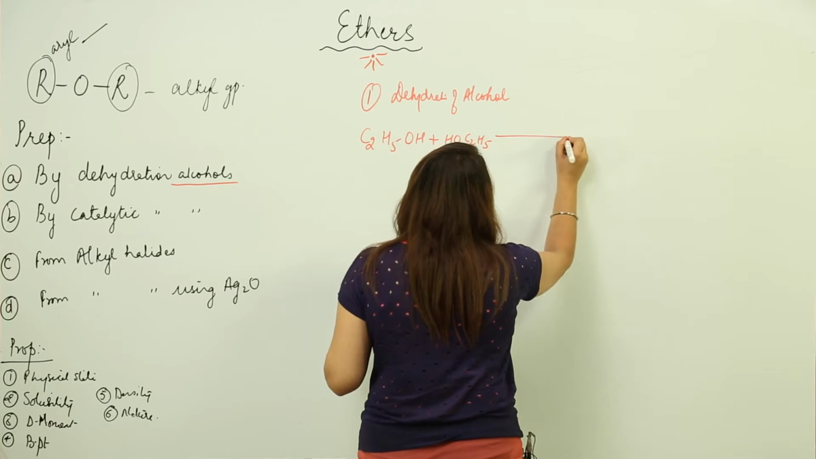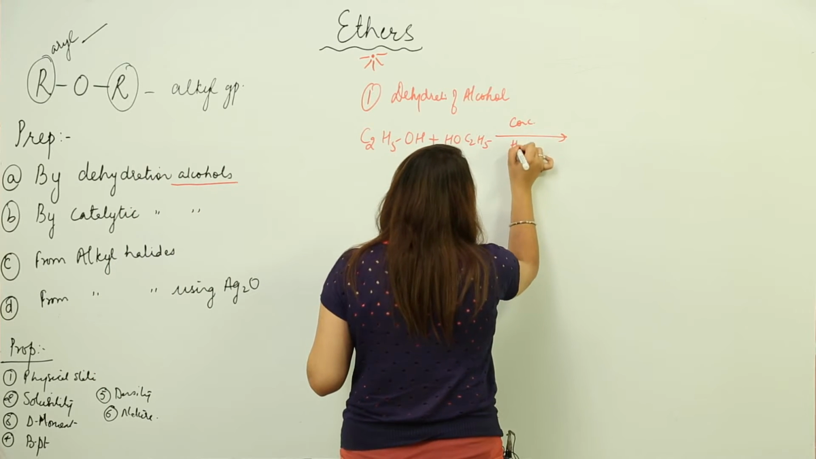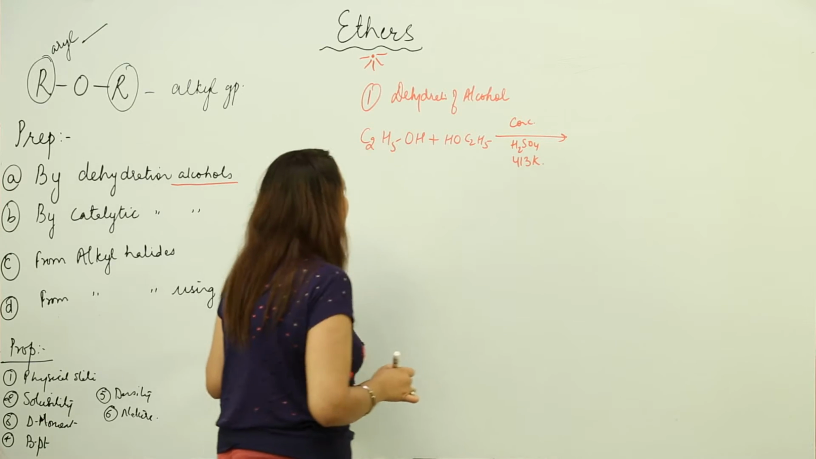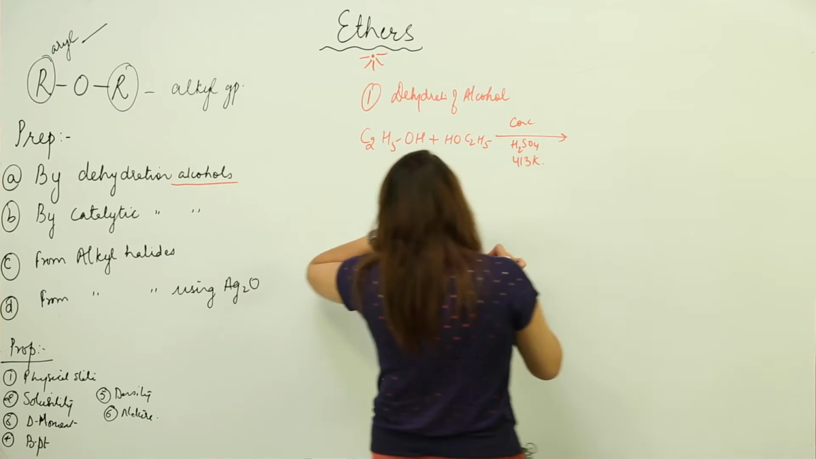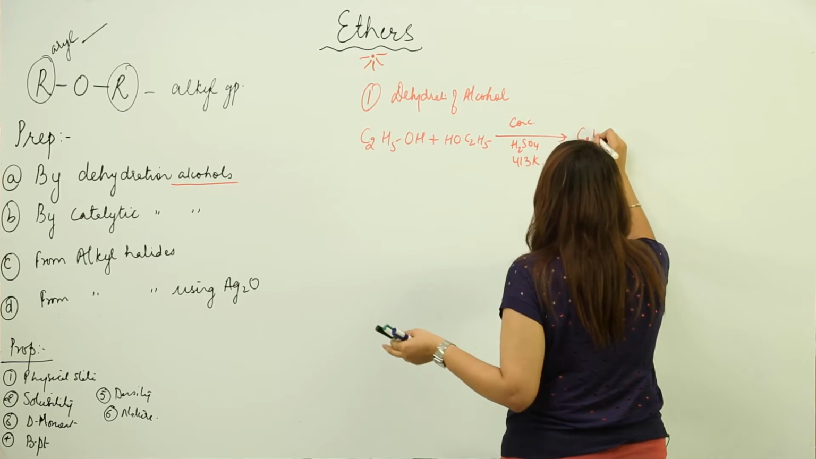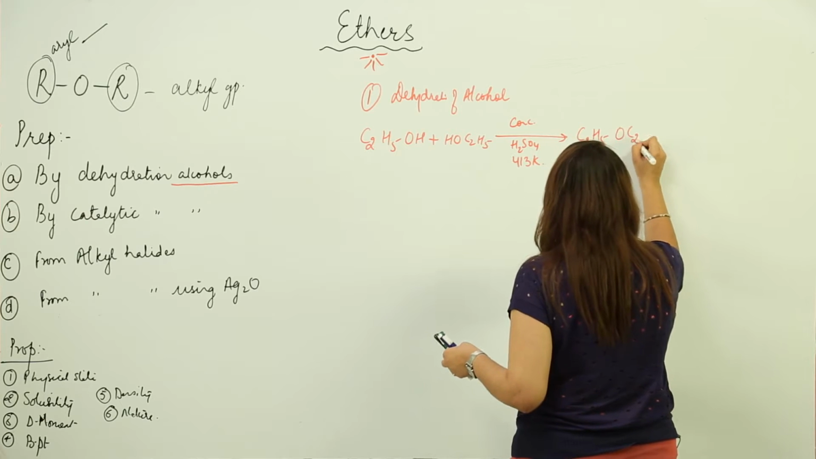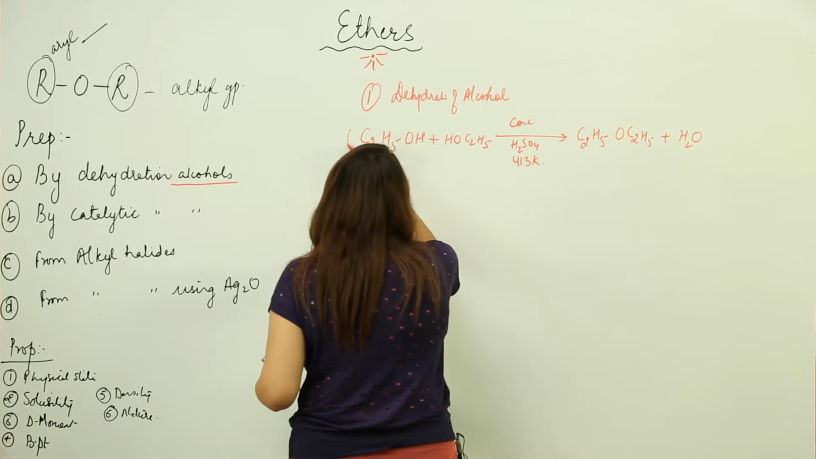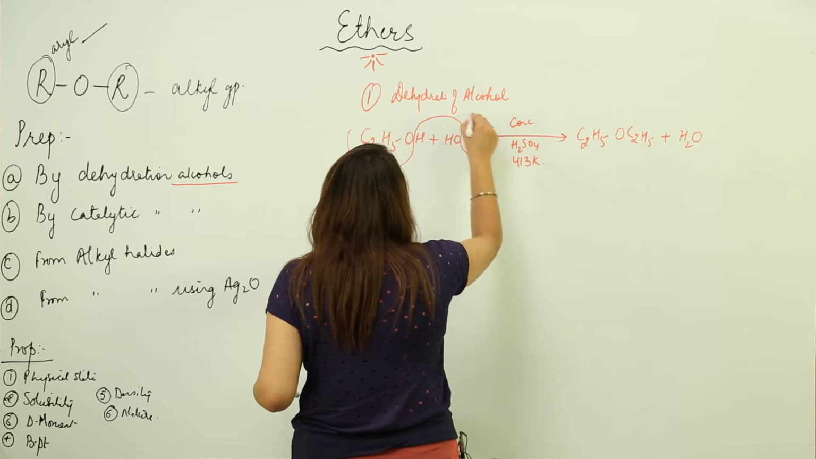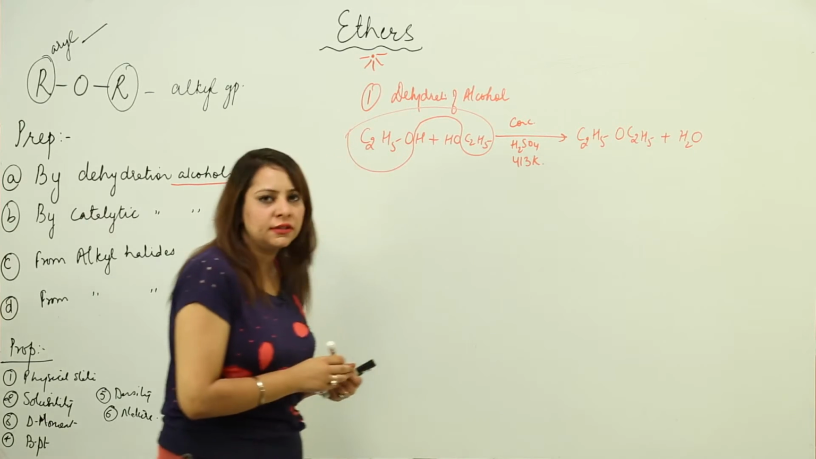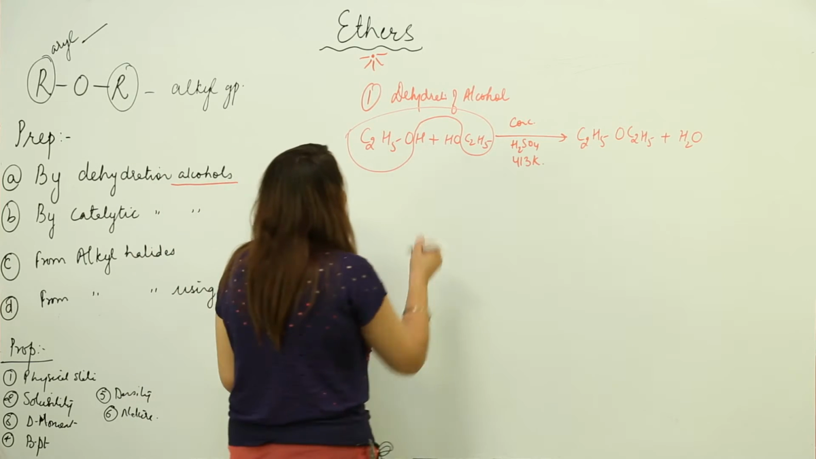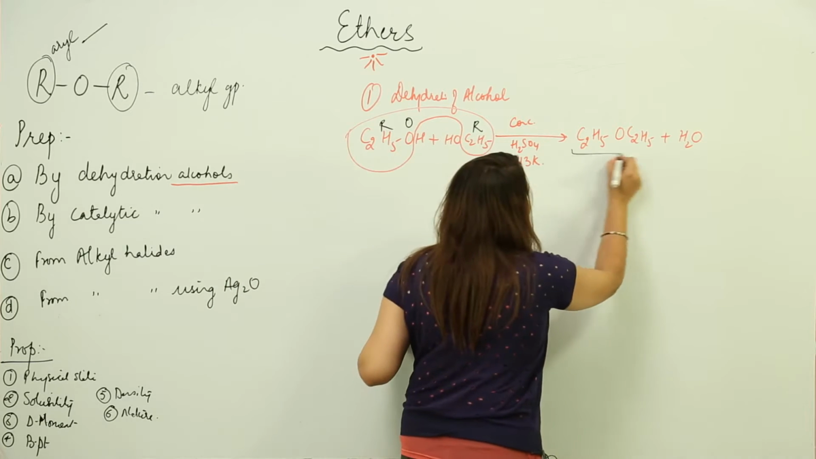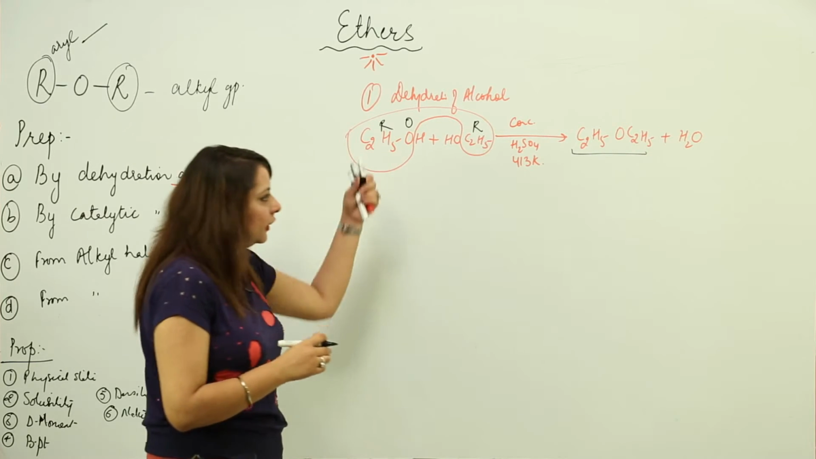I am going to take a dehydrating agent. Let us take concentrated sulfuric acid and heat it at a temperature of 413 Kelvin. So they both get joined, the ether is formed, and along with that we get a water molecule. It happens like this. It is ROR, so it is C2H5O C2H5. As you can see, this is R, this is O, and this is R. So they are joining and forming this ether, and along with that you get water.